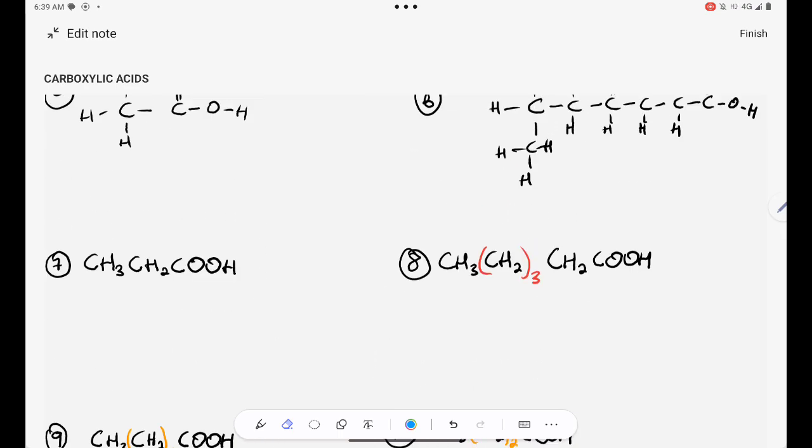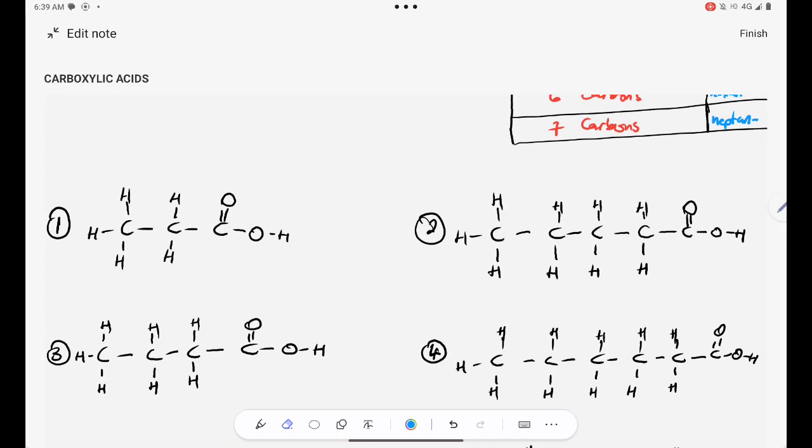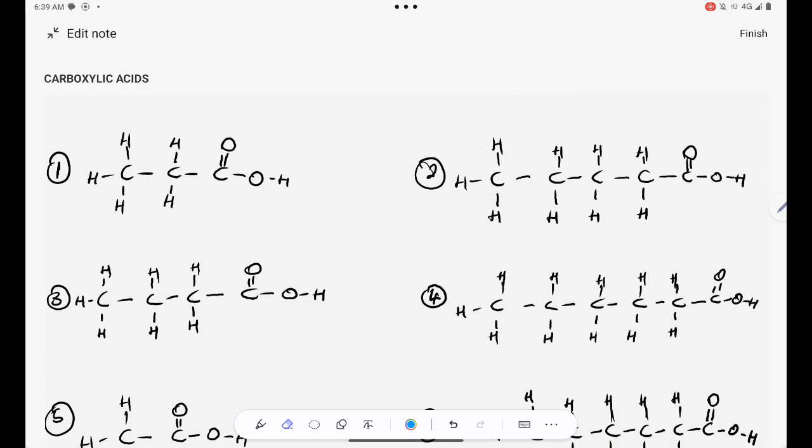Okay, it's fine. Let's answer the questions. Number 1, I'm given a carboxylic acid that has 3 carbons. Since it has 3 carbons on its parent chain, it simply means that the prefix will be propan.